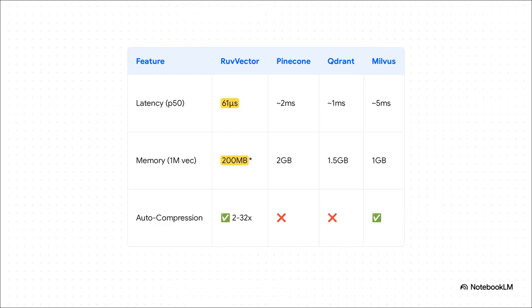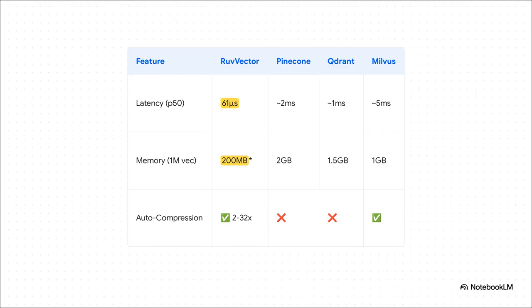Let's actually put that speed into perspective. Take a look at this comparison with the big names: Pinecone, Qdrant, Milvus. The latency numbers just speak for themselves. 61 microseconds for RuvVector versus milliseconds for everyone else. And look at the memory, 200 megs for 1,000,000 vectors.